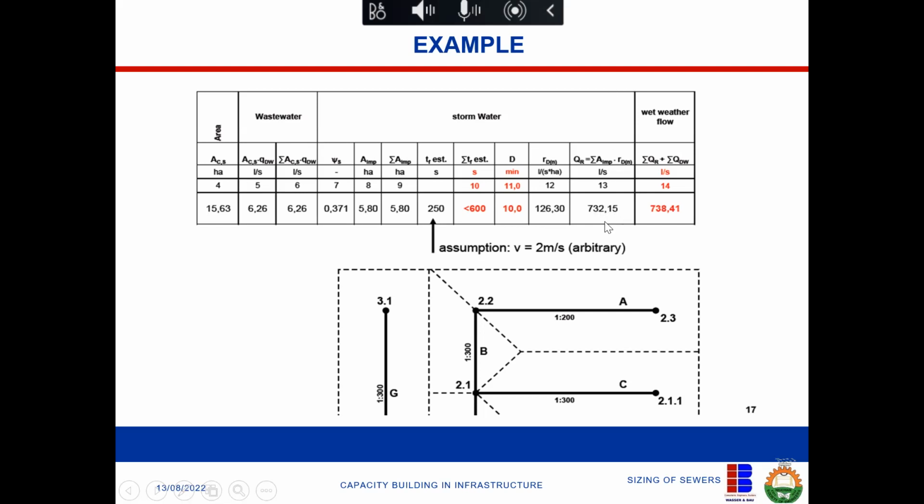In this case, 532.15. After you get this value, you now go to your charts or other tables that are everywhere on the internet. You ask yourself, if my discharge is this at a particular runoff coefficient and roughness factor, what would be the pipe size? That is how you now get your pipe size.